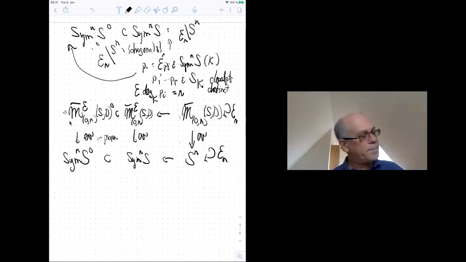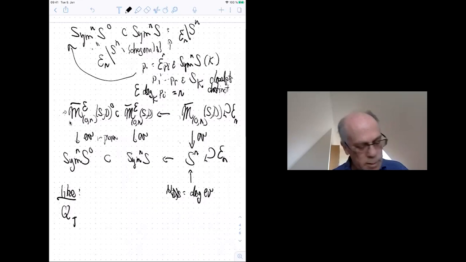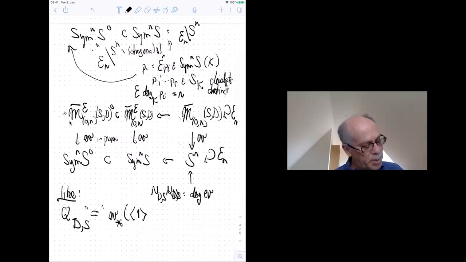So what do we want to do? Remember here in this situation, we had this NDS was equal to the degree of this evaluation map. In other words, the push forward of the fundamental class upstairs was NDS times the push forward of the fundamental class downstairs. So now we'd want to do a Grothendieck-Witt version of that. So what we'd like, the quadratic analog is, we'd like to define our quadratic form, QDS, to be equal to the push forward of, well, the fundamental class is just the constant quadratic form one on the moduli space. We just abbreviate and call it M bar sigma.